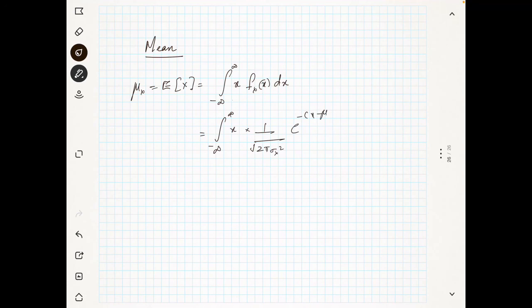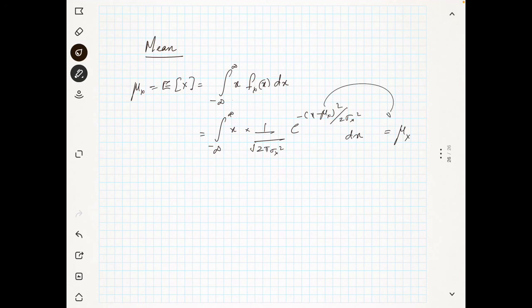Now, if you know how to find the mean of this random variable, the mean mu x is nothing but the expected value of the random variable, integral from minus infinity to infinity of x into fx of x dx. For this Gaussian distribution, that is the integral from minus infinity to infinity of x into 1 by square root of 2 pi sigma x square into e power minus (x minus mu x) the whole square divided by 2 sigma x square, dx. If you integrate this, you will get exactly mu x.